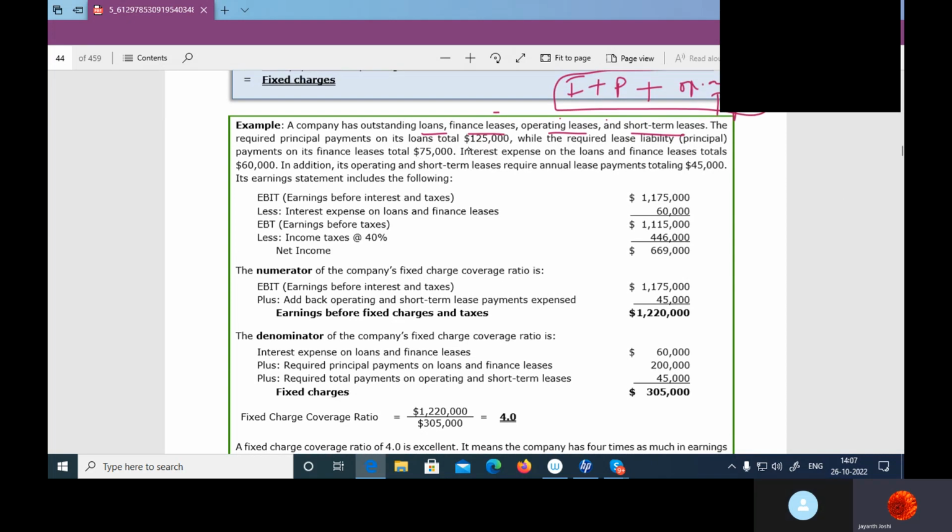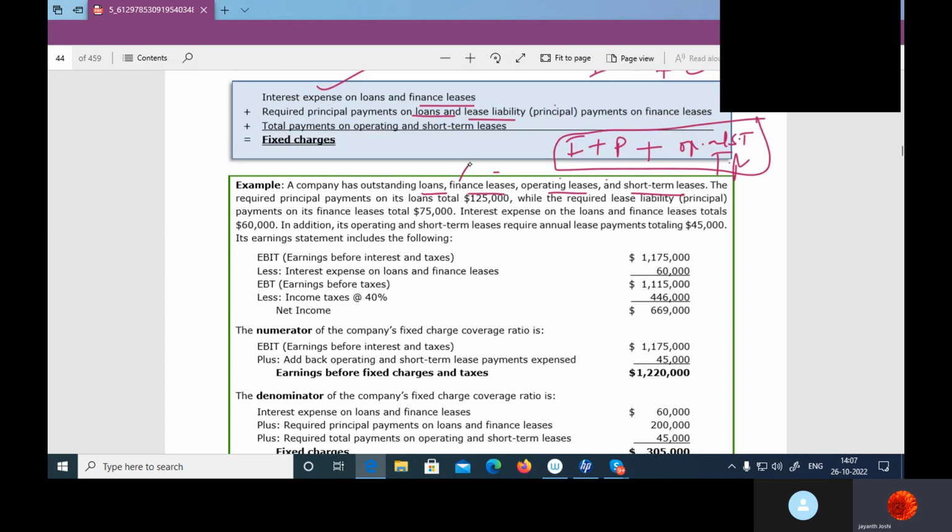So the required principal payments on its loans. See, finance lease is for a very long period of time, let's say 30 years. Operating lease is very similar to finance lease, but they have some differences. In finance lease, you have the purchase option. You can buy the property. There are 5 conditions which a property should satisfy for it to be a finance lease. That means it should be used for 75% of the life. Suppose your lease term is 30 years, so at least 25 years you should use that property, and you should have a purchase option. There are 5 conditions, and if any one of the conditions is met, it's a finance lease. If those conditions are not met, it's an operating lease.